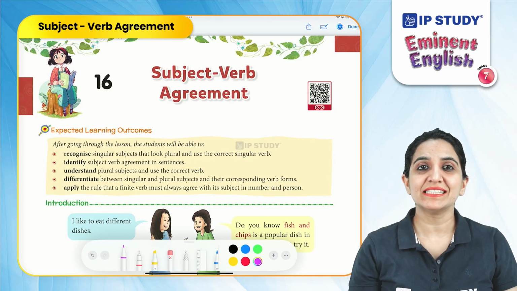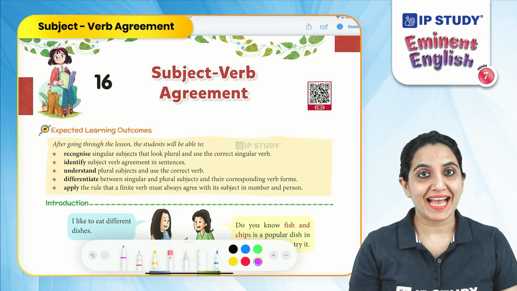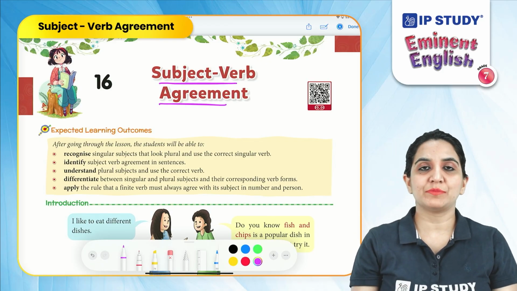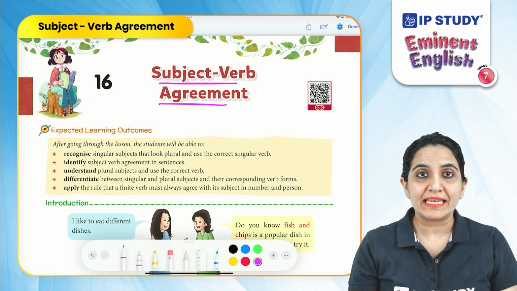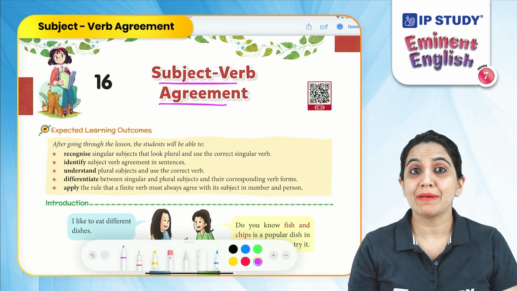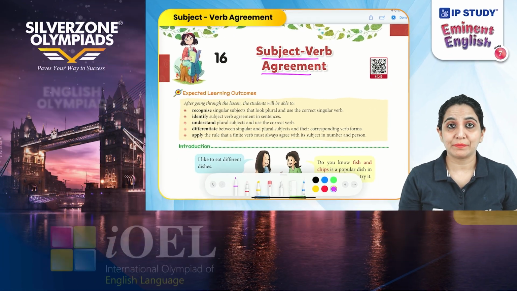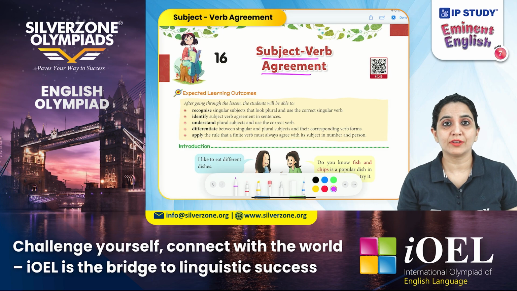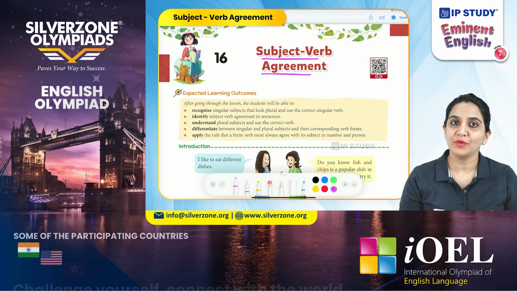Today we will discuss the 16th chapter of Grade 7 English Grammar. And our topic is Subject-Verb Agreement. What is subject-verb agreement? It means a verb must agree with the subject, or must match with the subject in number in the sentence. That means a singular subject always takes a singular verb, and a plural subject always takes a plural verb.